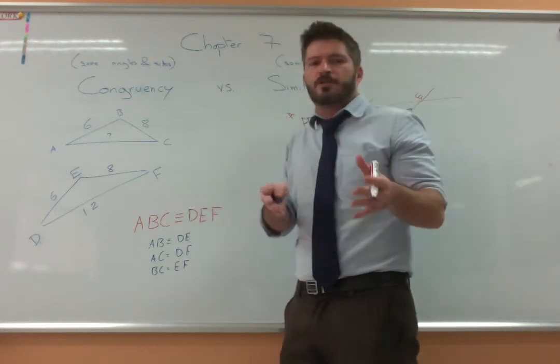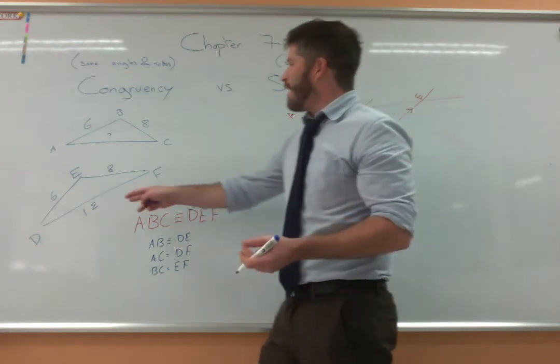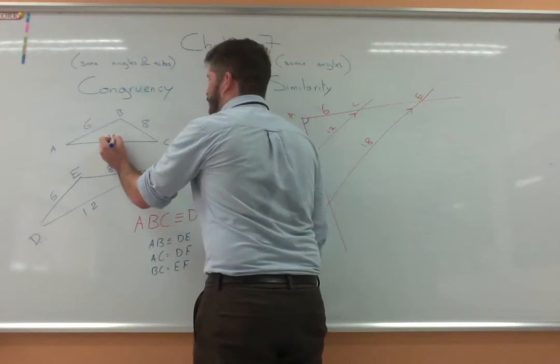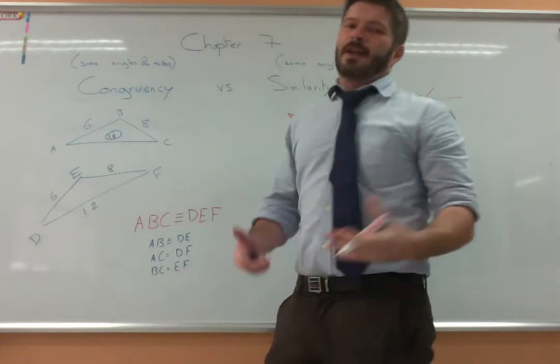So corresponding parts are equal. So DF will be equal to AC, as stated below. So we can now write that this side will be 12. And that's pretty much it.